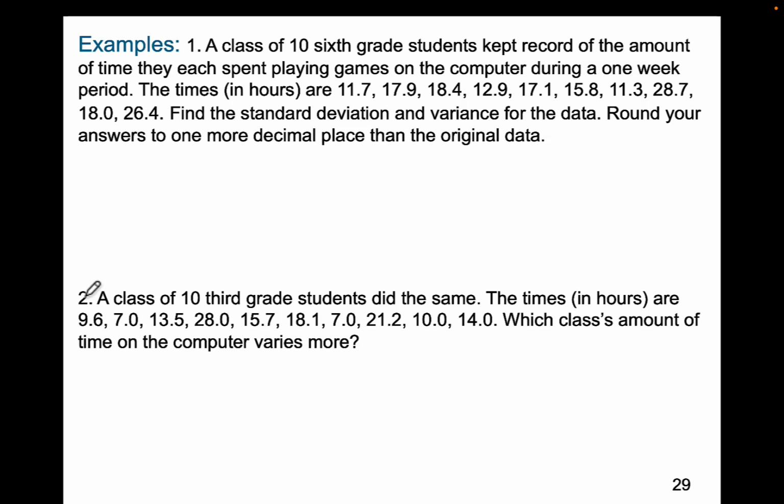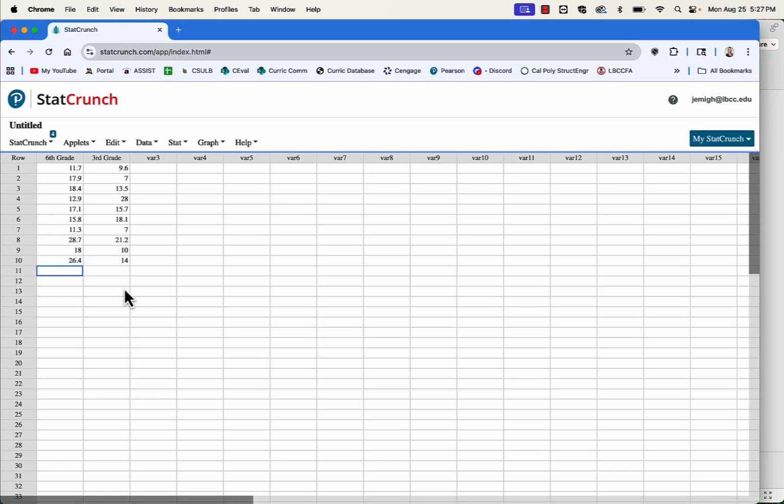We have a second question here. This one is about 10 3rd grade students. This is a younger set of students, typically 3rd graders. They did the same thing, recorded their times in hours per week on the computer. And we're asked which class's amount of time on the computer varies more. All right, so we're going to open StatCrunch. It'll look like this when we open that data in StatCrunch. Here we have our 6th grade times. Here we have our 3rd grade times.